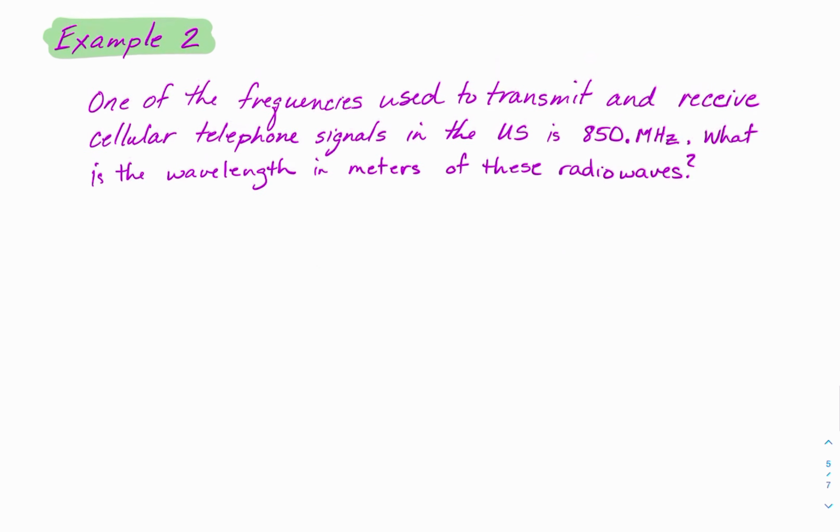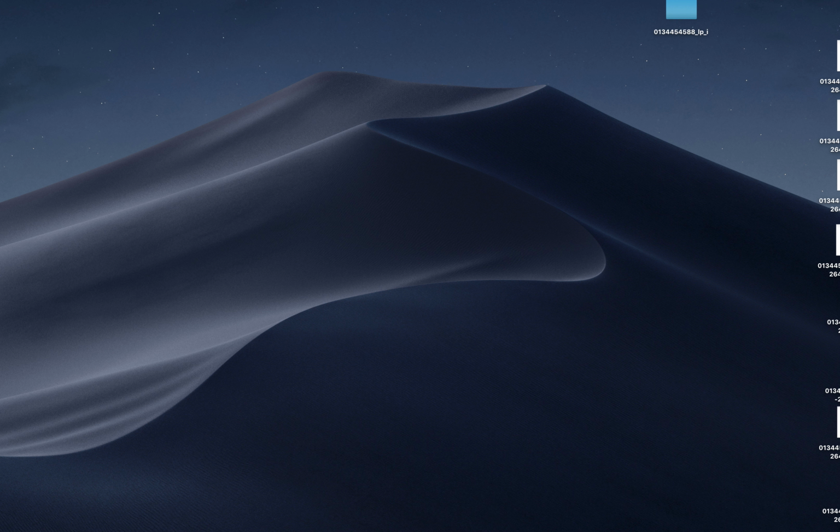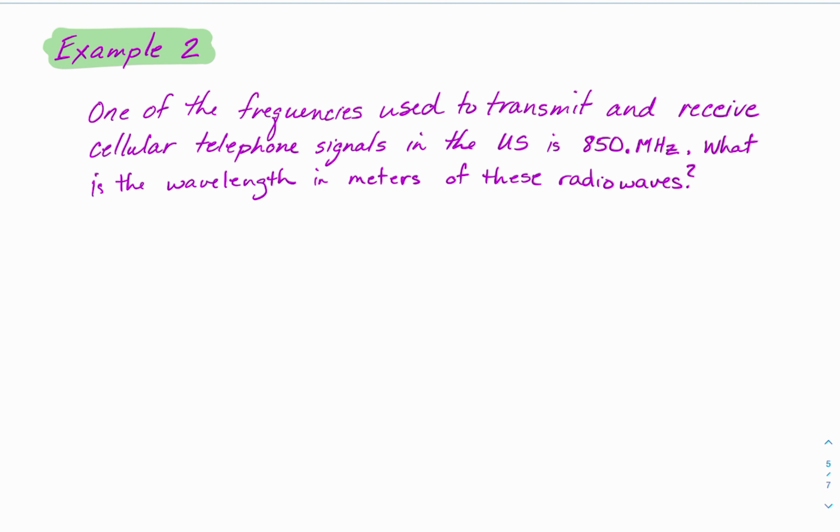For example problem number 2, this states one of the frequencies used to transmit and receive cellular telephone signals in the U.S. Okay, try that one more time. One of the frequencies used to transmit and receive cellular telephone signals in the U.S. is 850 megahertz. What is the wavelength in meters of these radio waves?